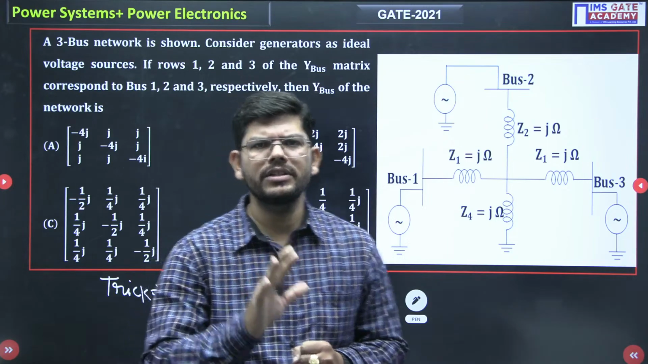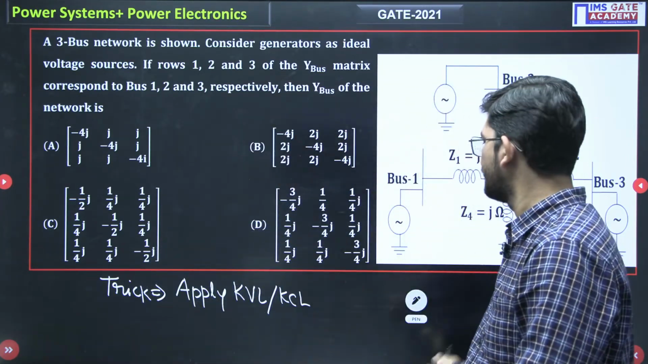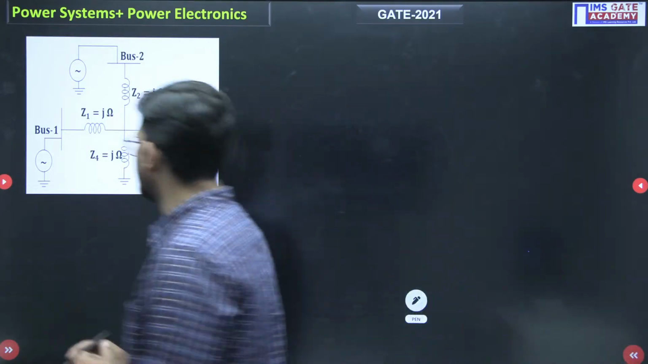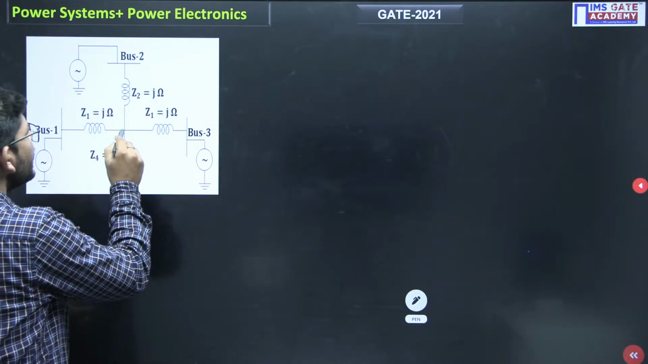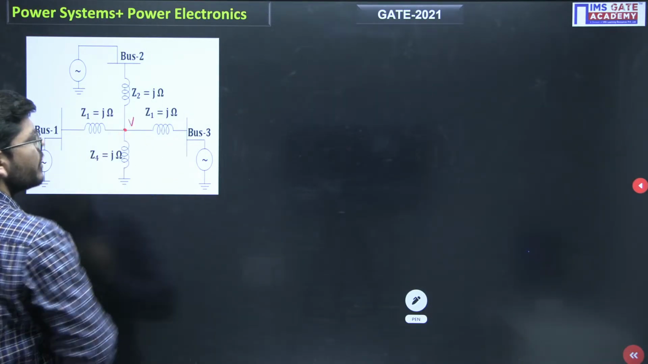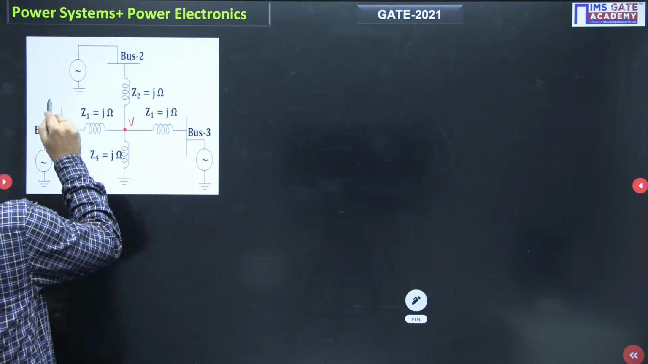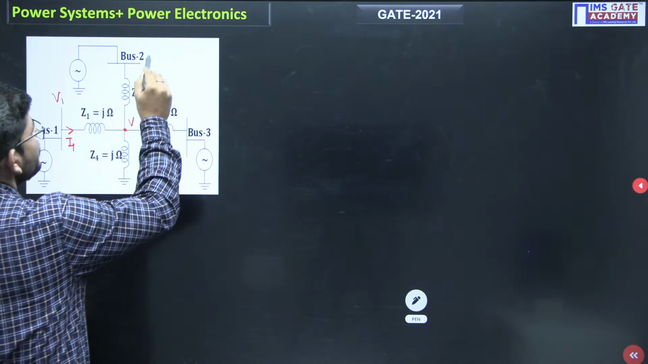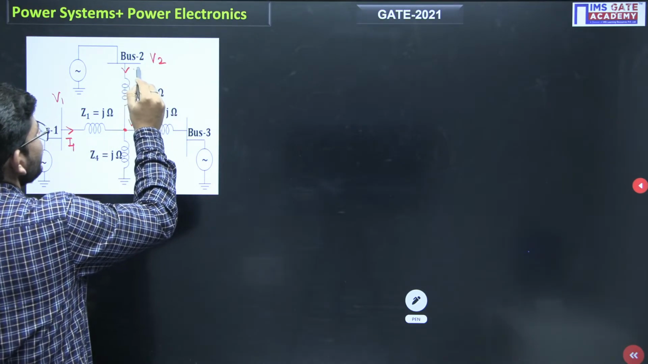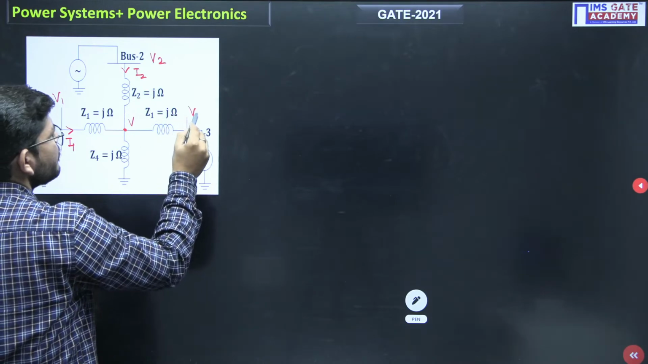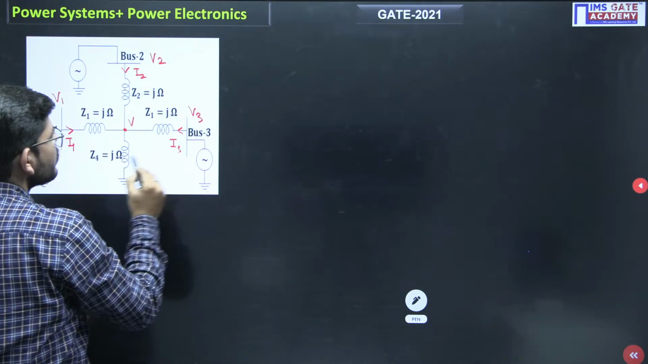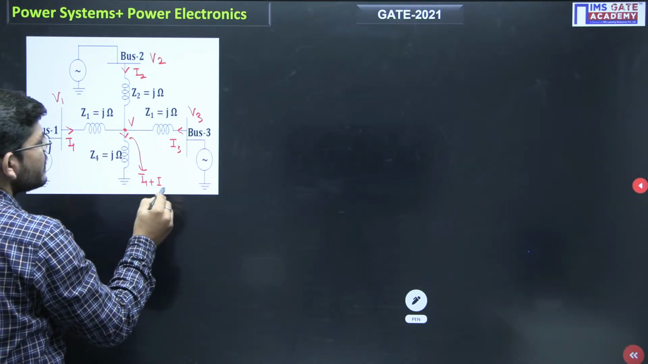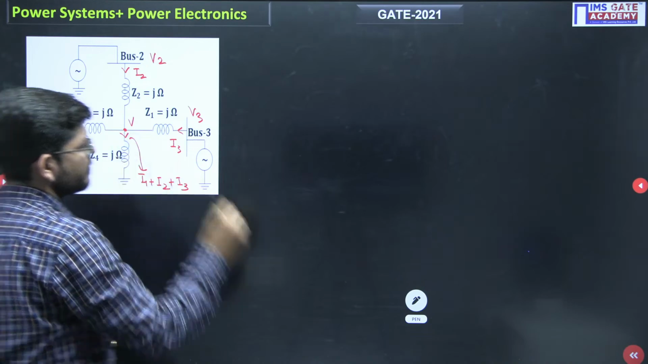Just see how it is going to help us. We have this figure, and this branch is creating a problem for us, and it is common to every bus. Let me call this voltage V. Let me call the bus 1 voltage V1, and the current here is I1. Similarly, bus 2 voltage is V2, current is I2. Bus 3 voltage is V3, current is I3. So how much current will be going into this branch? It will be I1 plus I2 plus I3, isn't it?